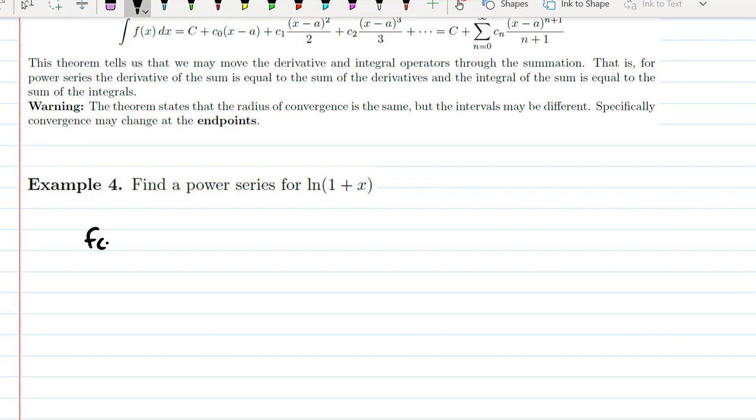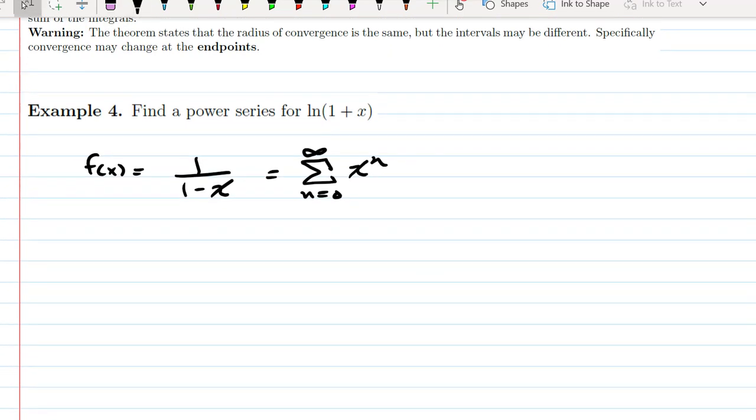The only thing we know is that we have f of x is equal to 1 over 1 minus x, which is equal to the sum as n goes from 0 to infinity of x to the n. Well, none of these look like that, but if we call this guy g of x, we do know, well, g prime of x would then be, the derivative of the natural logarithm is 1 over the inside. So g prime is equal to 1 over 1 plus x.